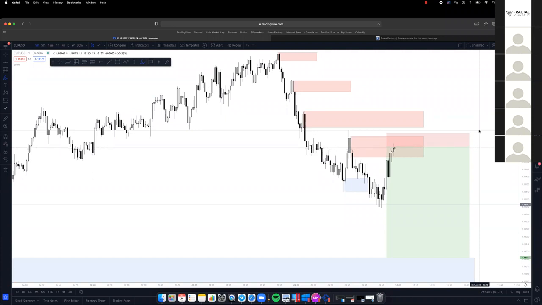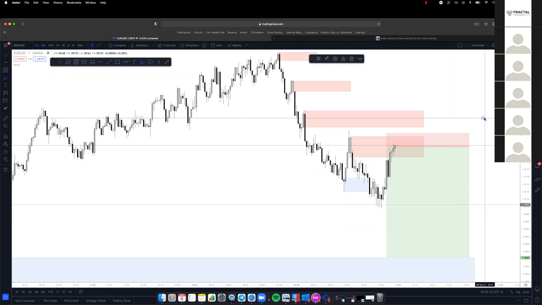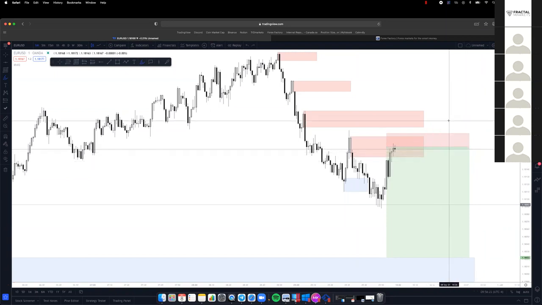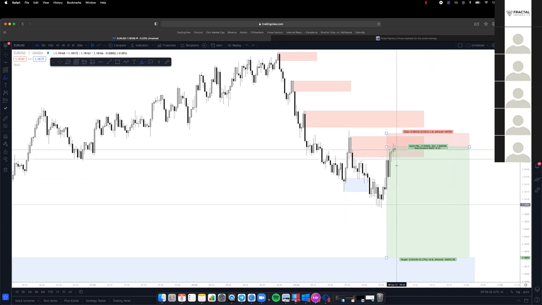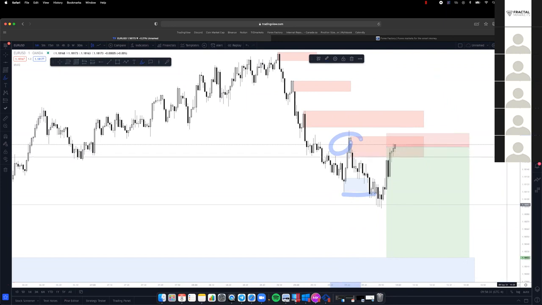188. Anybody taking this? It's not a bad trade. I mean, remember, market structure is key here, right? We've broken the demand level. The origin of that move is here, right?